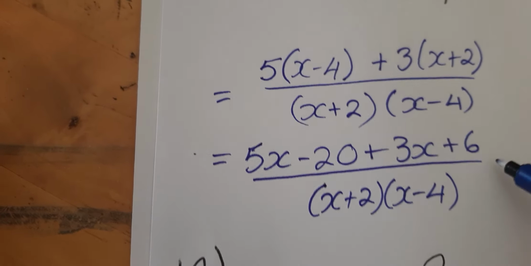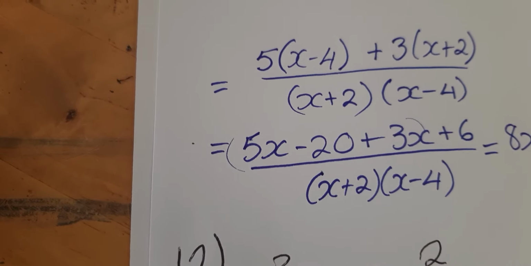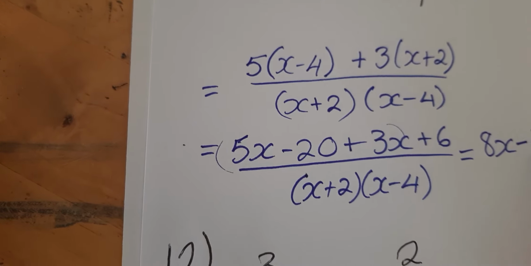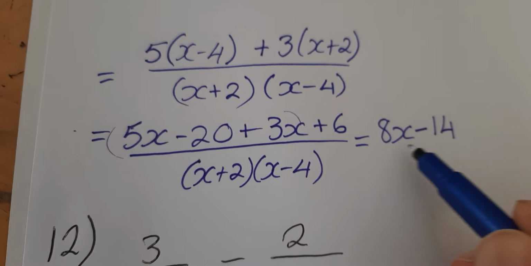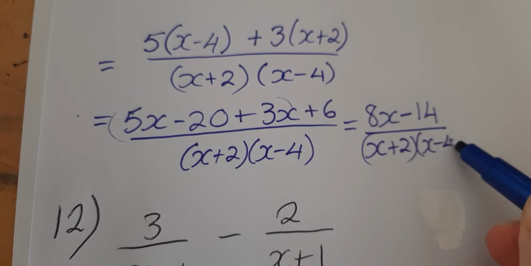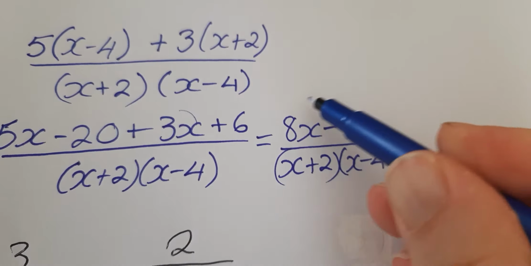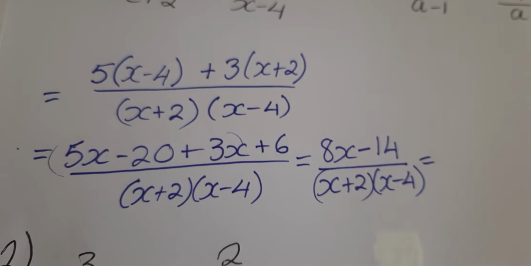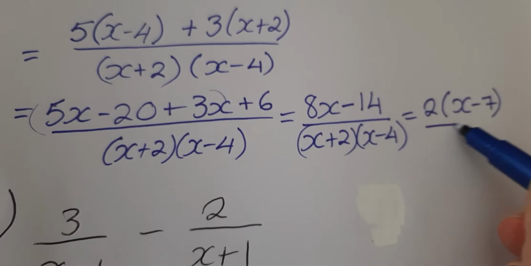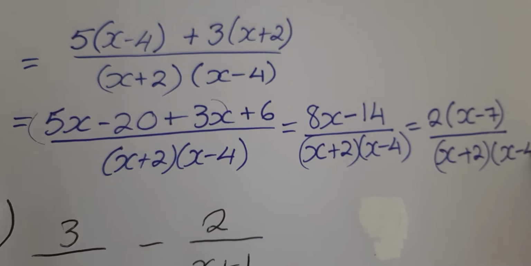Does this simplify further? Yes, it does. 5x and 3x make 8x. Minus 20 plus 6, or 6 minus 20, is minus 14. Over x plus 2, x minus 4. And we can go further here because the numerator actually simplifies even more. So 2 is the common factor on the numerator. 8x minus 14 becomes 2 times 4x minus 7, over x plus 2, x minus 4.